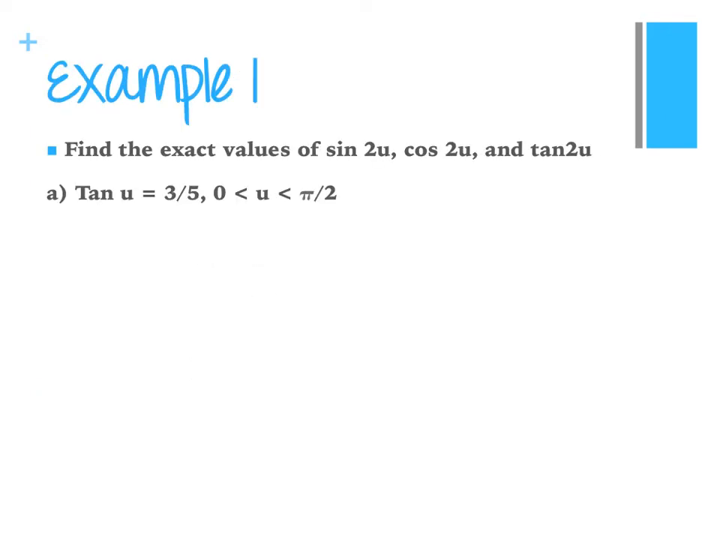So it says, find the exact values of sine 2u and cosine 2u and tangent 2u if you're given that the tangent of u is 3 over 5 and that u is in between 0 and pi over 2. So every time you've been given a ratio for tangent, sine, or cosine, what do you typically do with that? How do you do it? Good. Create your triangle. So you're going to do the same thing here. So I'm going to put u in the corner. 3 and 5. And then I've got to find my missing side.